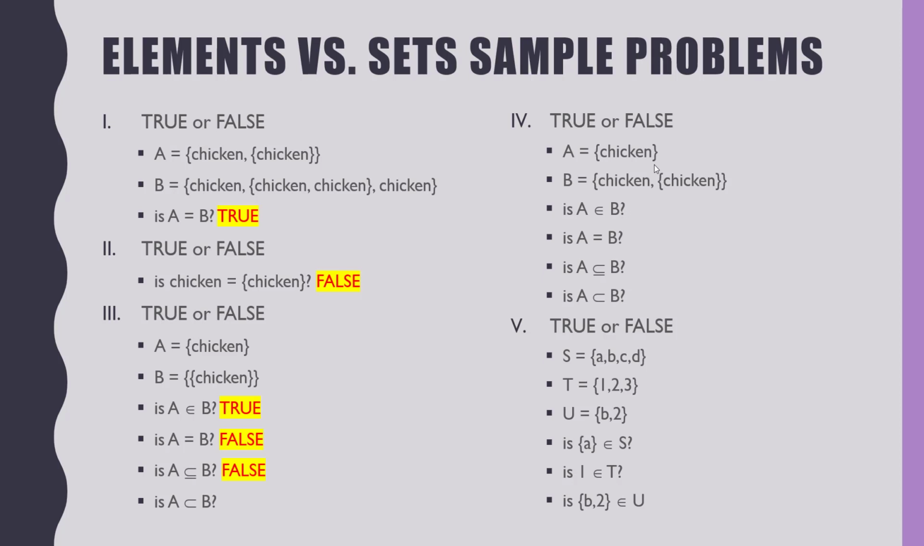Because when we're saying A, we're assuming just the elements inside of it. That would have been your assumption if you put true. But A is the set that contains chicken, right? It's a set, right? A is a set. When we look at power sets in a few minutes, then this will maybe clear things up a little bit.